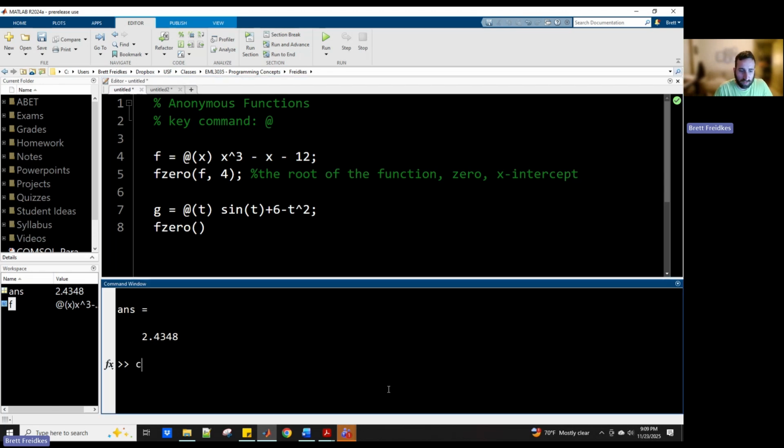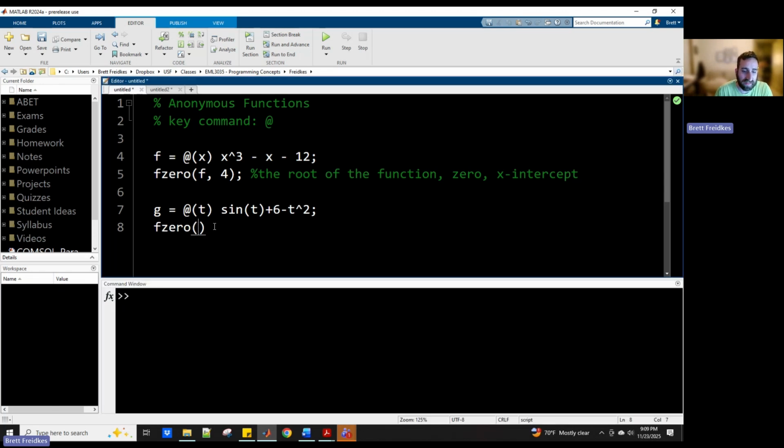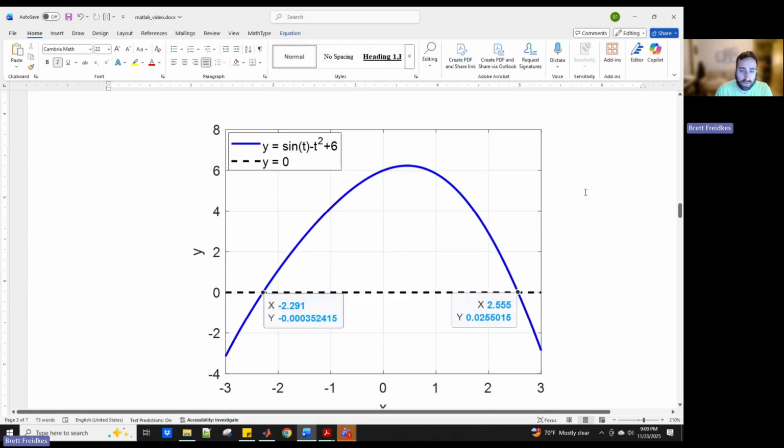And I'm going to show you what this graph looks like first before I start plugging in things here. If we go look at the graph, you can see that there are 2 points that end up intersecting the x-axis where y is 0. One around 2.5 and the other at negative 2.3 roughly. Now, depending on the initial guess that I choose, it will yield one of these two answers.